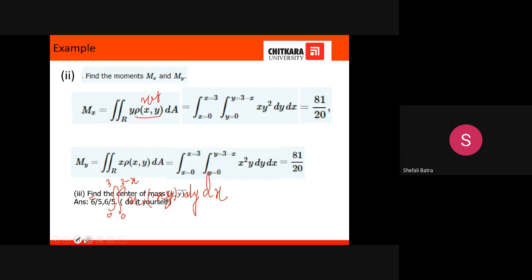Now, next is to find the center of mass, x bar, y bar. You do have the formula, so you will be applying the formula here and finding the answer, and the answer would be 6 by 5. Okay, check it, it's your homework.